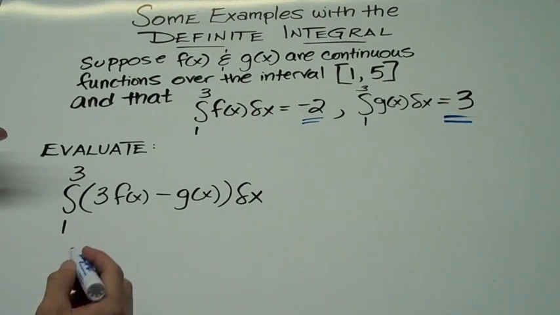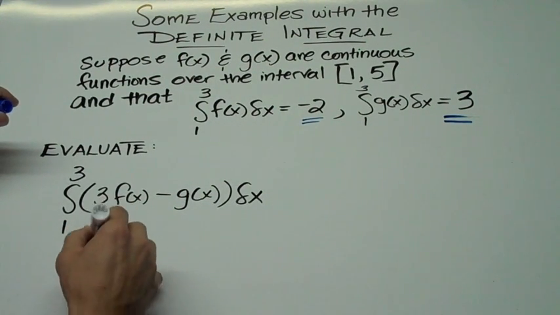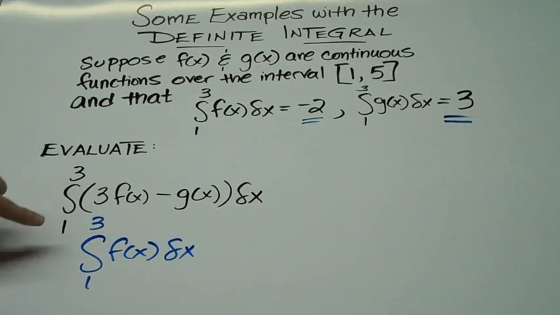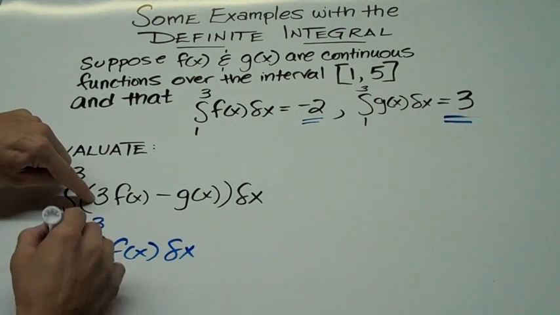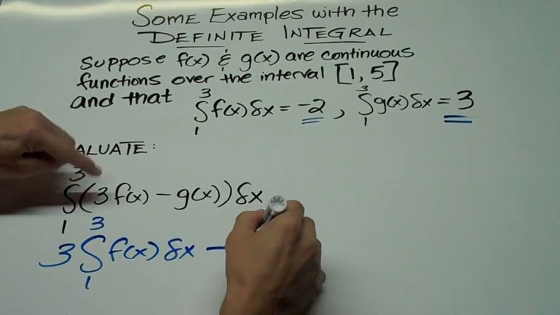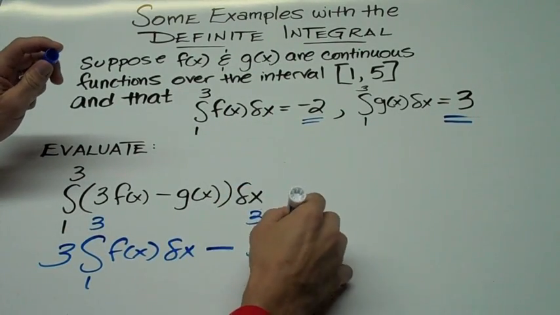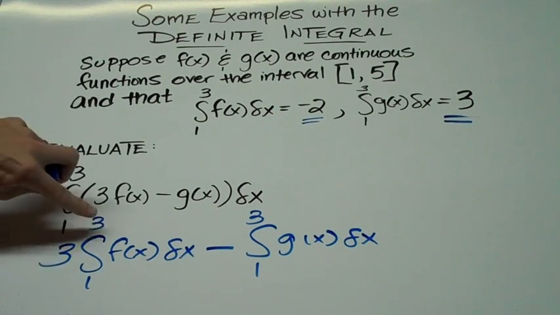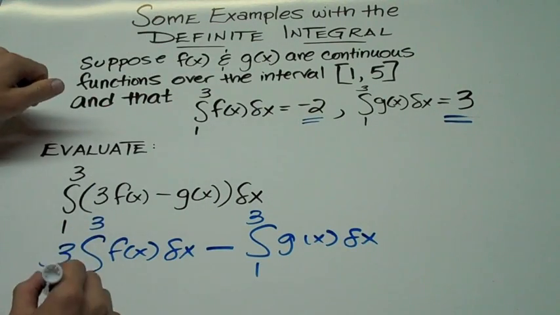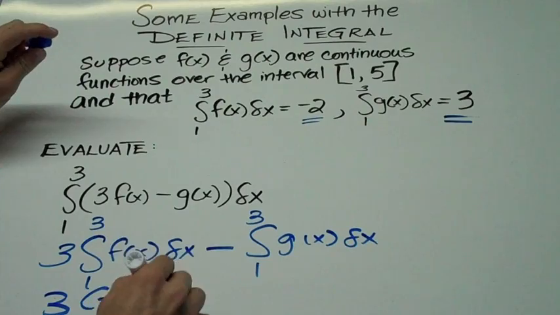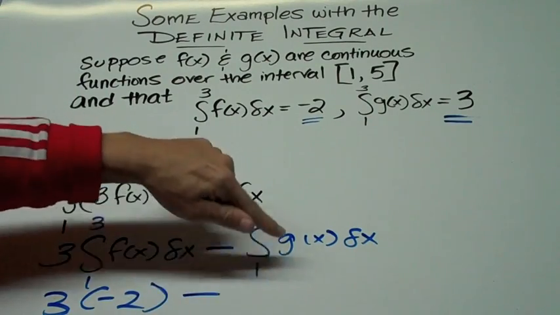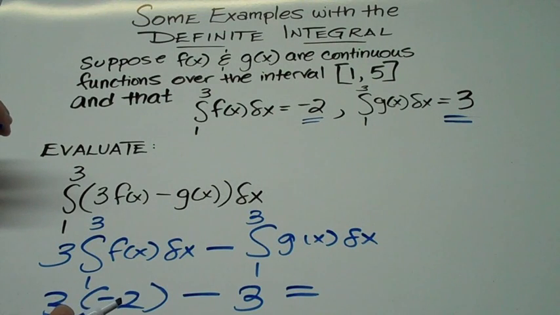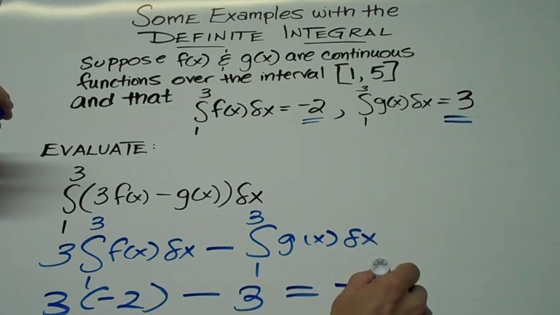Well, we can separate this out using our rules: the integral from 1 to 3 of 3 f of x dx. And with our rules, we can pull the constant out, minus the integral from 1 to 3 of g of x dx. And now we can substitute. We know the integral from 1 to 3 of f of x dx is -2, so it becomes 3 times -2 minus, and we know the integral from 1 to 3 of g of x dx is 3. So this will give us -6 minus 3, which is -9.